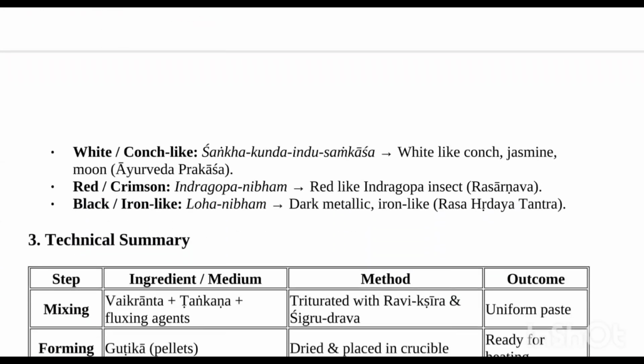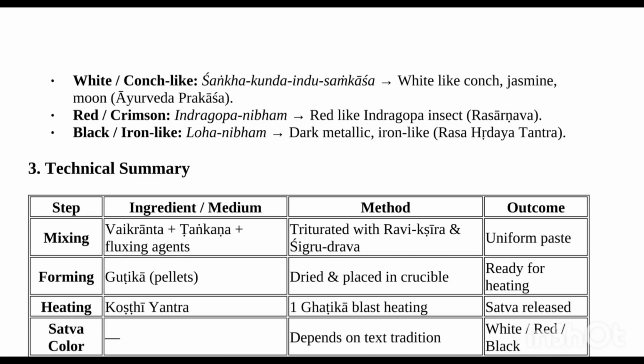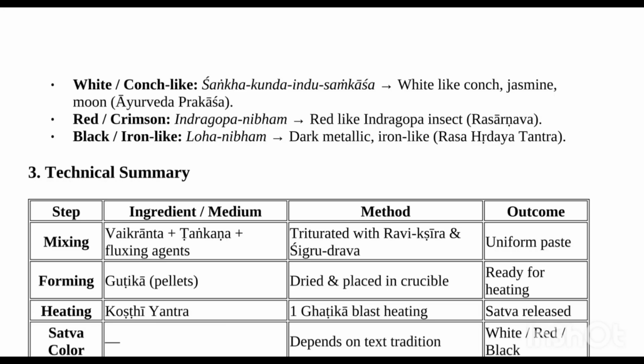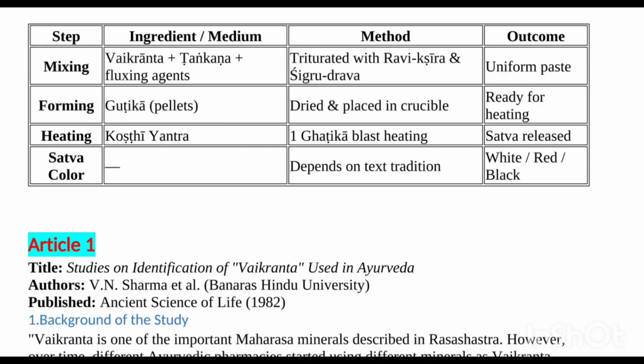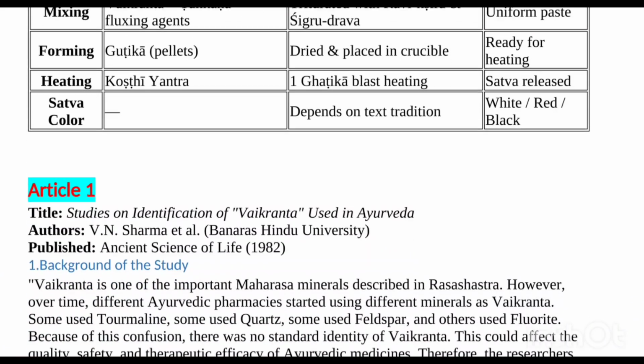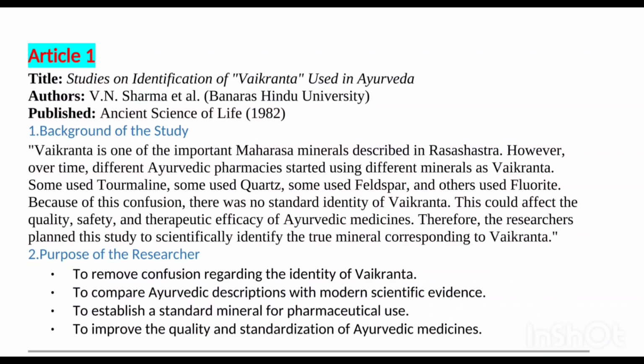Recorded variations: white conch-like sattva is present, that is, jasmine, moon or conch-like structure. Second variation in sattva is red, or indragop nibham. Third is black or iron-like, that is, dark metallic iron-like colors present. This is a summary. Now we see some articles related to Vaikrant.